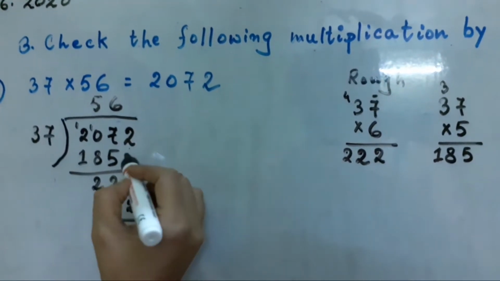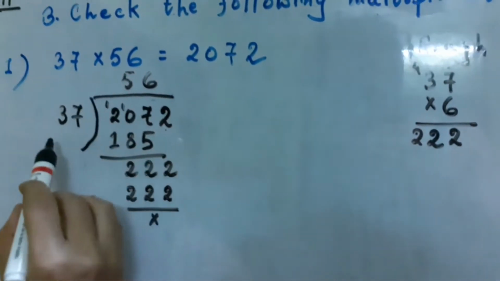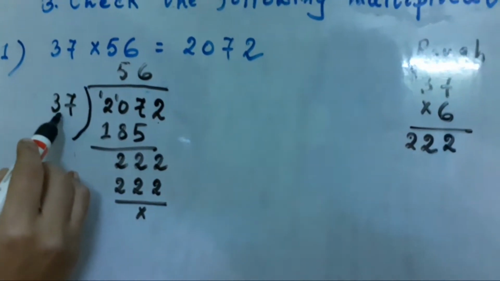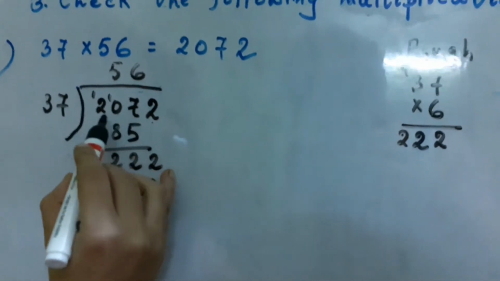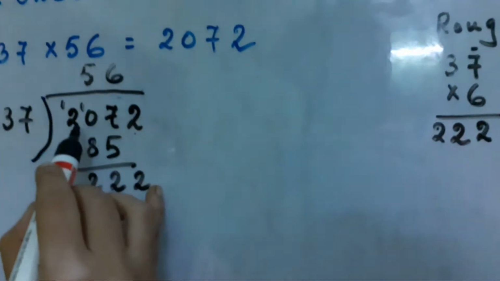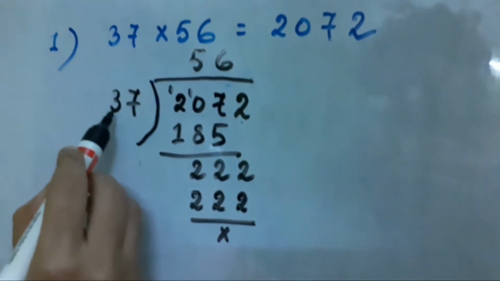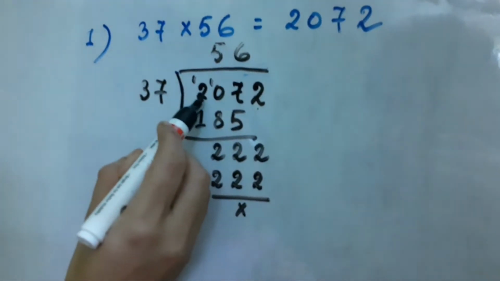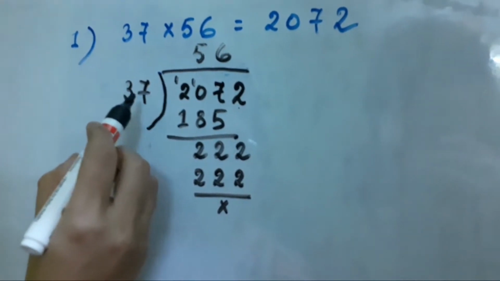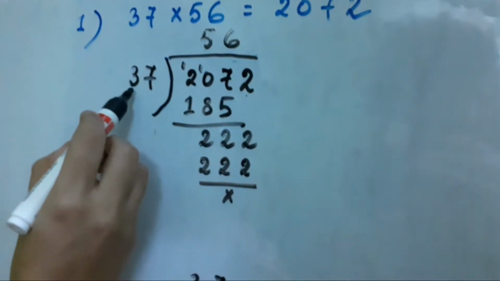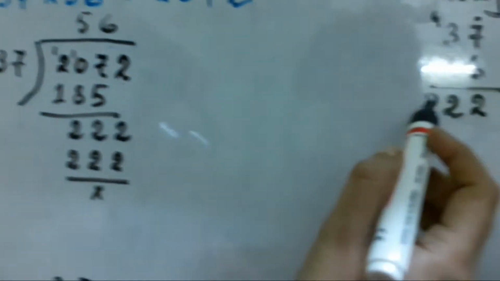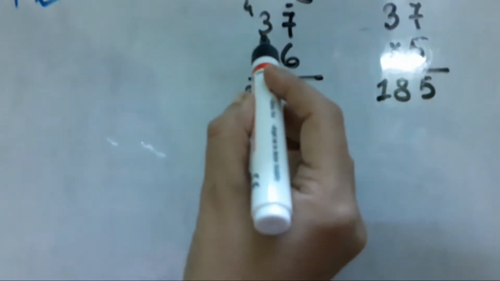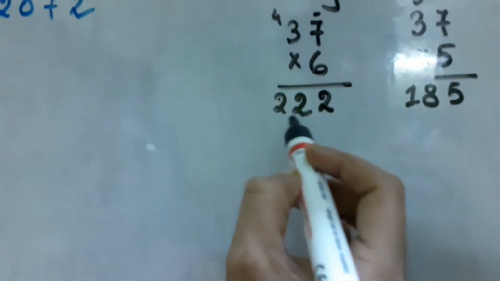2072, this is the product and the first factor is 37. Now 20 is smaller than 37, so we will take 7. Now the number is 207. Now how many times does 3 go within 20? 3 6s are 18. So at first we will multiply 37 by 6. 6 7s are 42, 2, 4 you carry. 6 3s are 18 plus 4, 22.